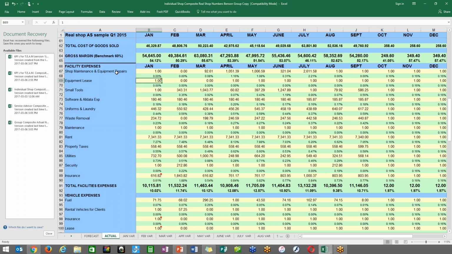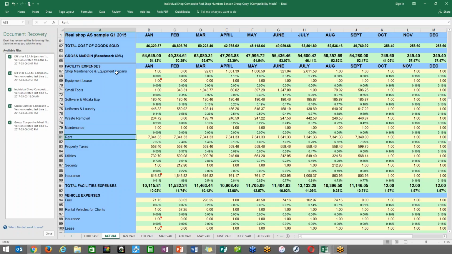And by the way, these little percentages in here are there in case you want to see that. Software and all data expense, $180. I don't want to spend time on his numbers as much as I want to spend time on the categories. Uniforms and laundry separated out. Waste removal. Maintenance on his own facility. If he owns it, then it's going to be a higher amount unless the landlord's taking care of it, depending on how you're set up with your landlord.